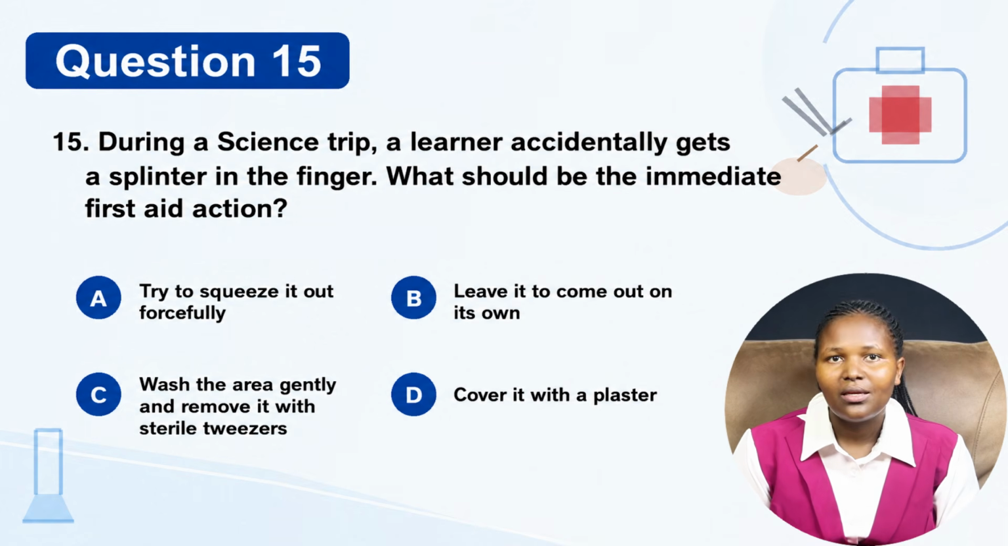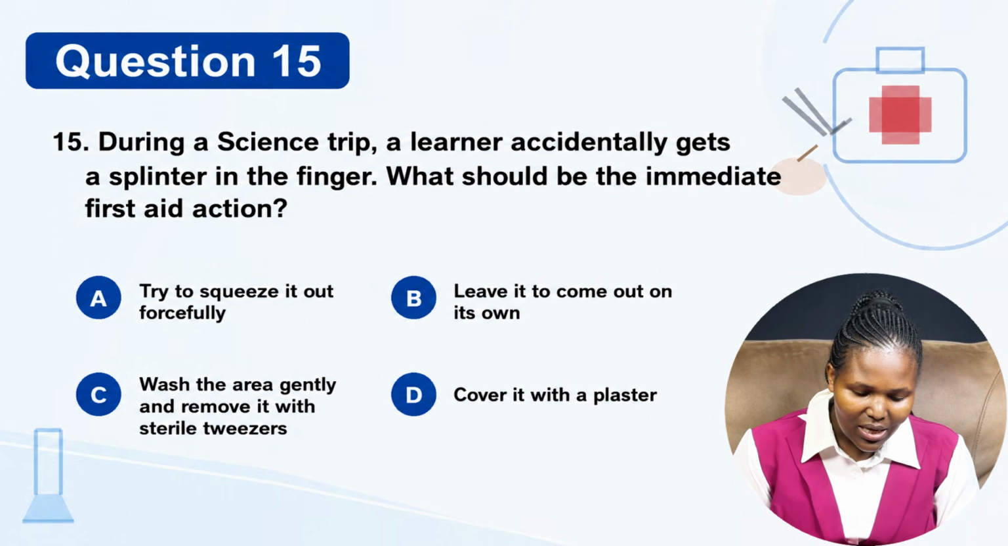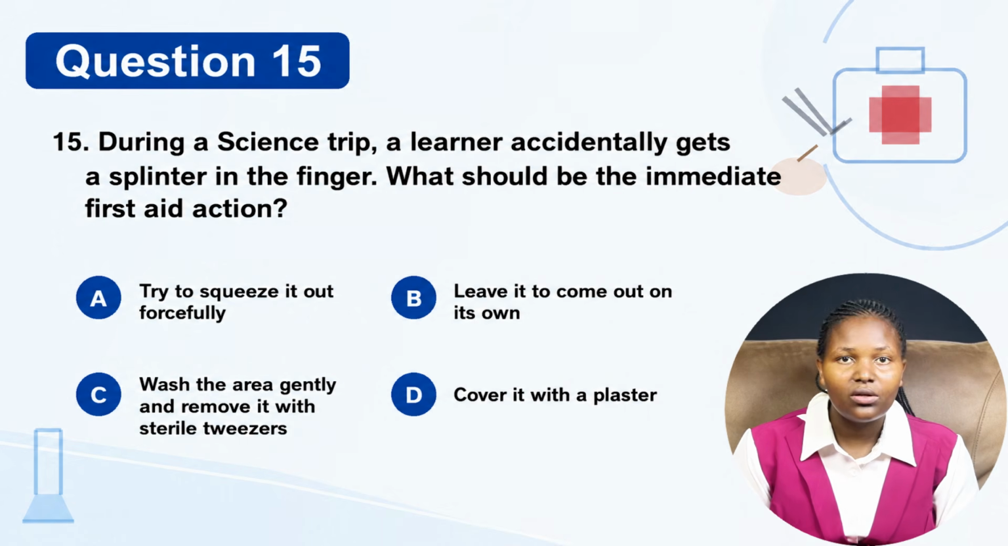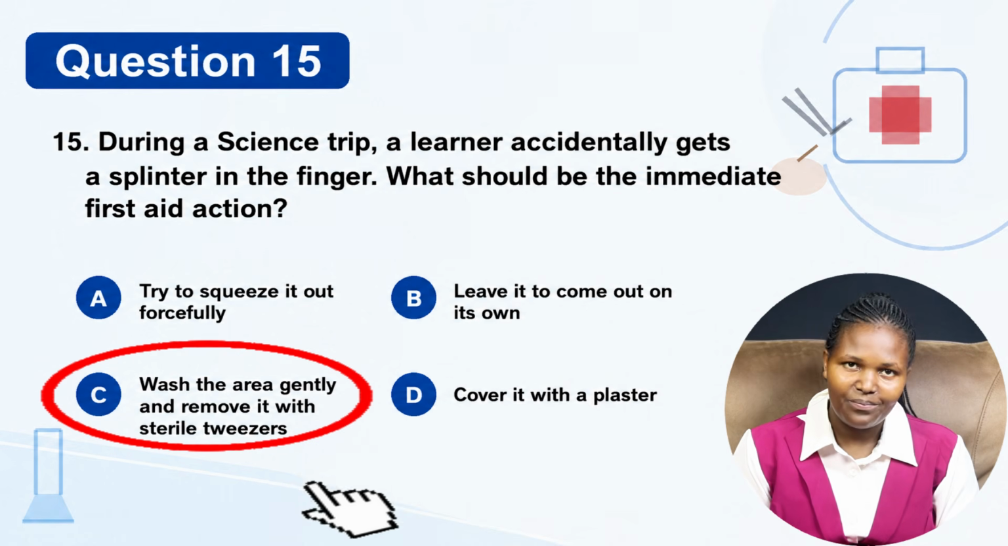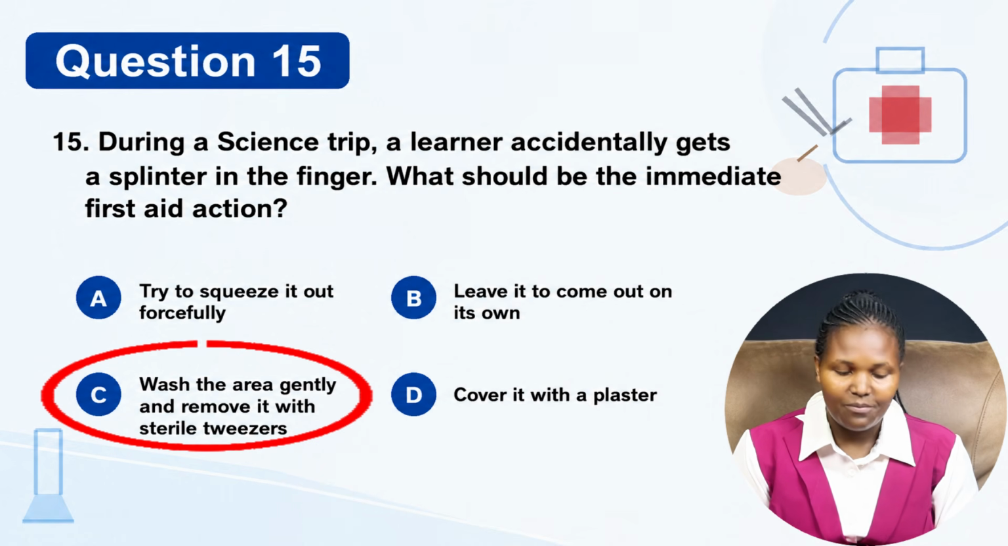But option C, washing the area gently and removing it with sterile tweezers. That is the correct option. Why? Because cleaning reduces infection risk, and sterile tweezers will safely remove the splinter. So the correct option is C.